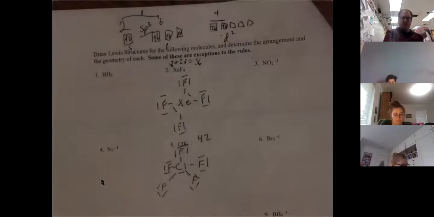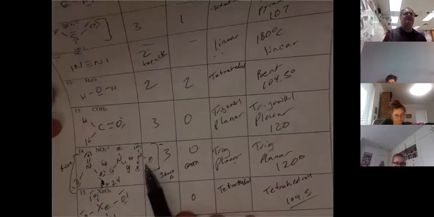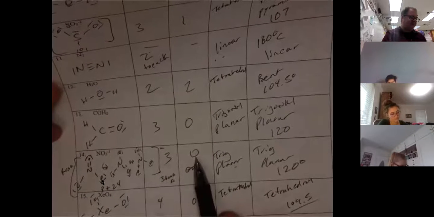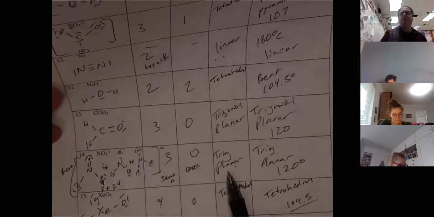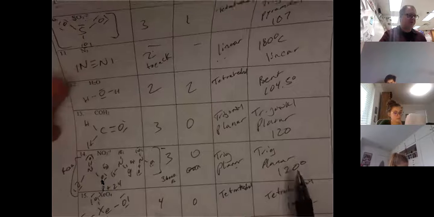Wait, what did you get for 14? 14, we have something showing resonance. 3 bonded atoms, 0 unshared pairs. That's trigonal planar. And 120. Okay, thank you. You're welcome.